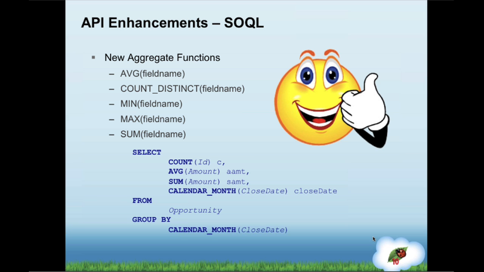Now, the big thumbs up, the big smiley face, are the additions we made to our aggregate function collection. So prior to the spring release, we had one aggregate function, count, and now we've added 5 more: average, count distinct, min, max, and sum. And so we can see that in a single statement now, we can count, average, sum up, and group by a calendar month for a particular query. So this is really allowing us to reduce the amount of post-processing that we would normally do in Apex code with a weaker SOQL statement.